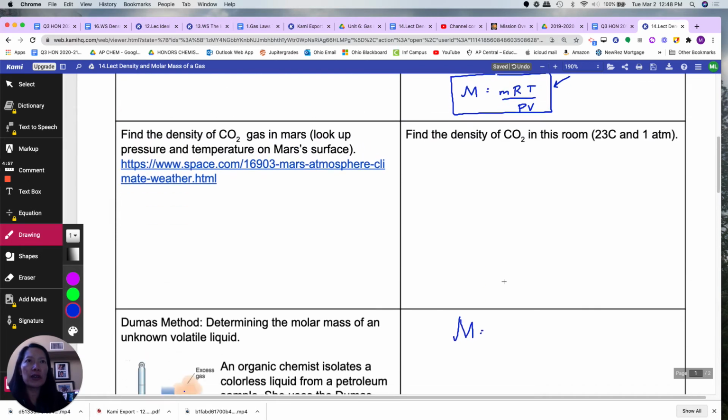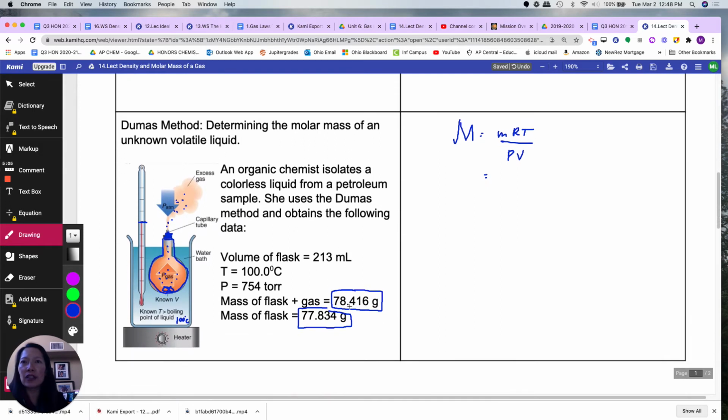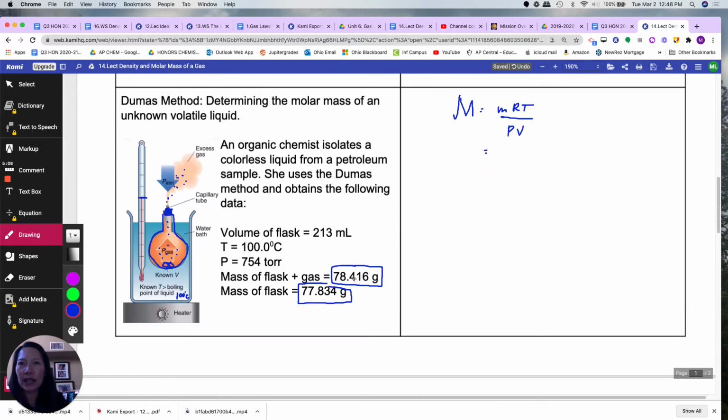From the derivation right here, I'm going to use nRT over PV. To get the mass of the gas, you have to subtract these two numbers. So 78.416 minus 77.834 is equal to 0.582 grams. That's the mass of the gas. R is 0.0821 liter atm per Kelvin mole.